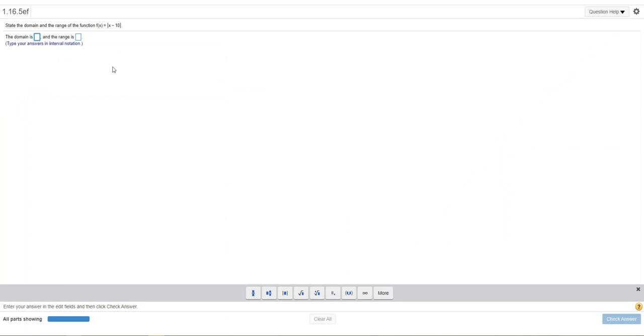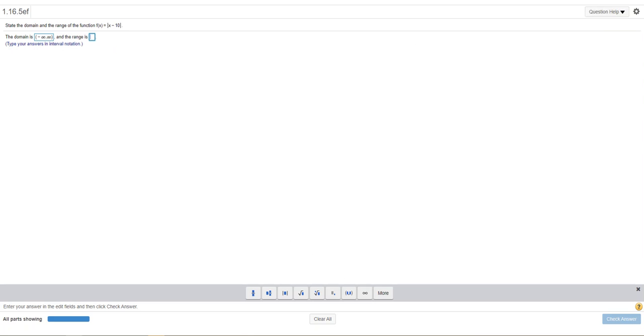So in an interval, I would type that as the interval that goes from negative infinity. You click on the infinity key, or you can type \inf. So comma positive infinity, so \inf or the infinity key, and then that would be the domain. All real numbers. So from the smallest possible negative x value to the largest possible x value.